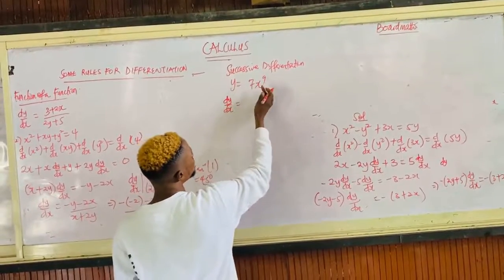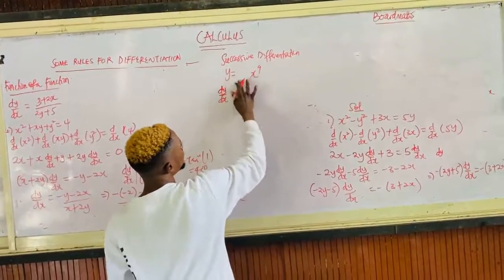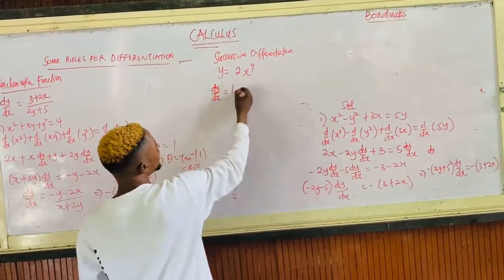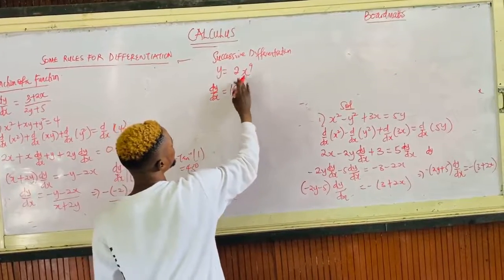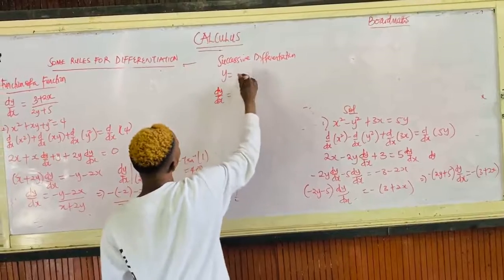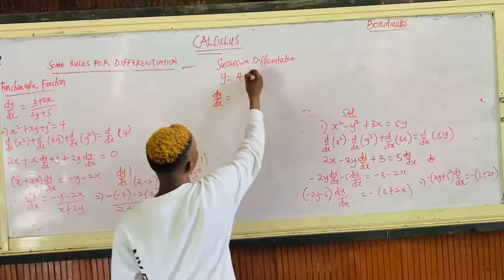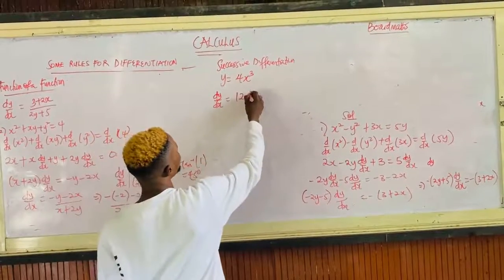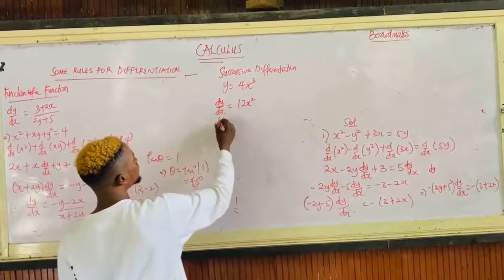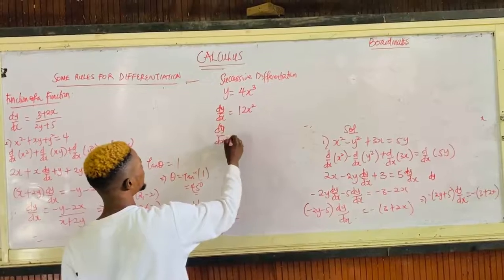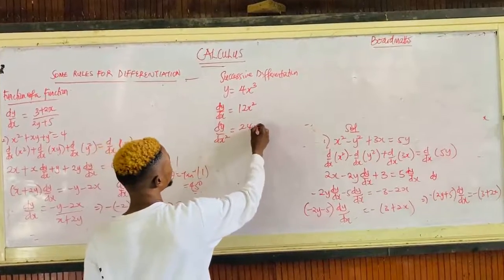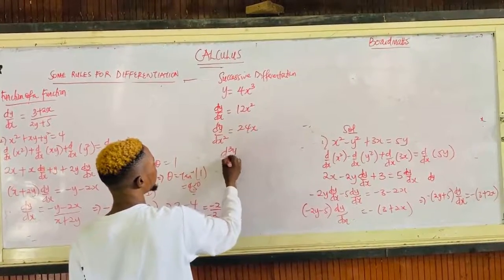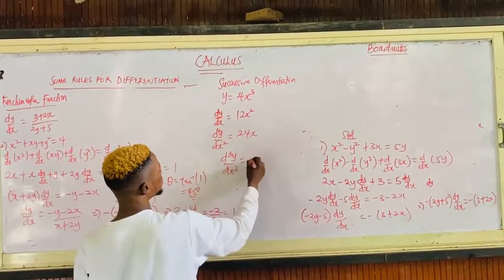Let me use a simple number. Let me use y equals x raised to power 4. Then dy/dx is 4x cubed. Differentiate again, that's 12x squared. Differentiate again, the second derivative, that's 24x. Differentiate again, the third derivative, that's 24.